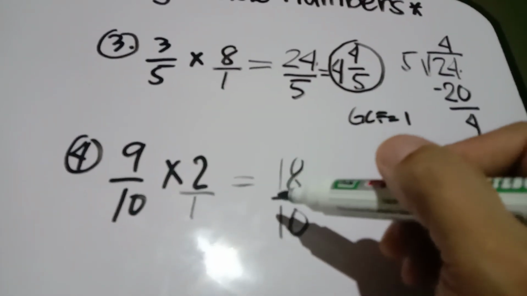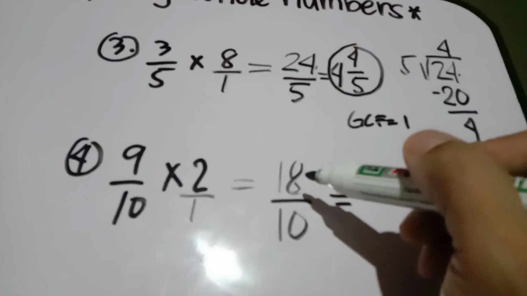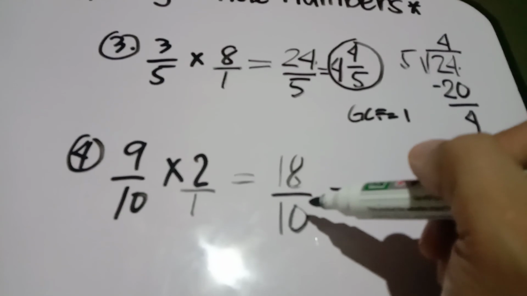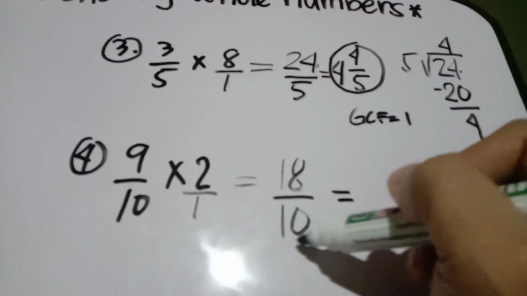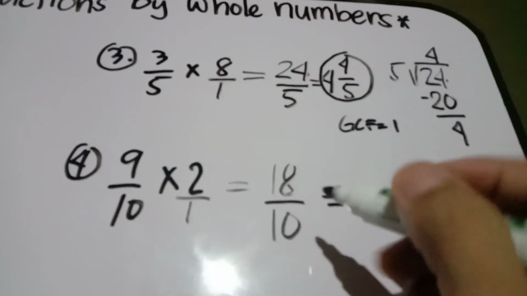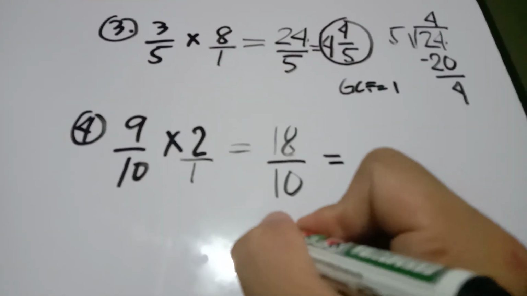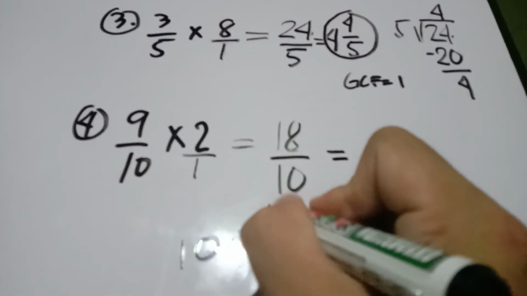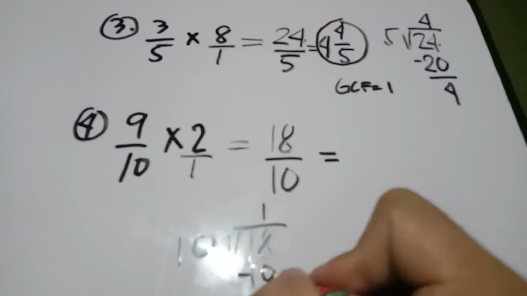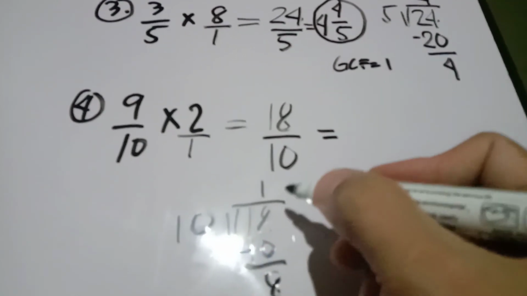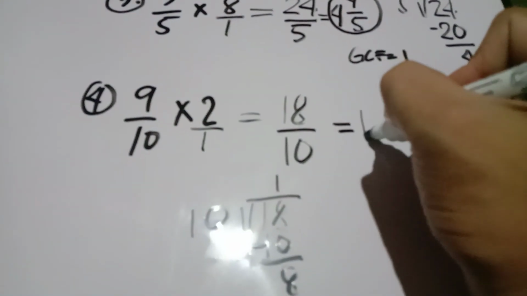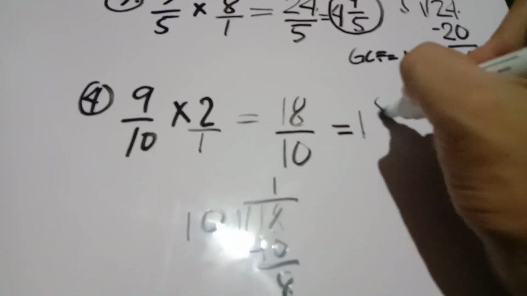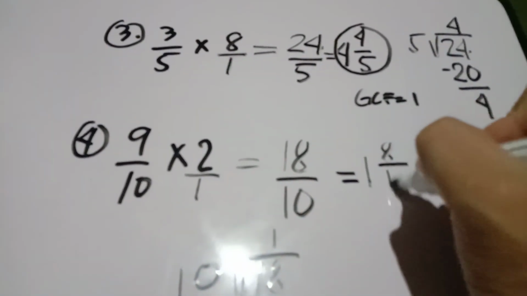So, base doon sa mga nasabi ko na, kapag yung sagot ay improper fraction, malaki yung numerator kaysa denominator, kailangan natin, we need to express this fraction to mixed number by dividing. So, divide natin, 18 divided by 10. So, that is 1. 1 times 10, that is equal to 10. Then, 18 minus 10, that is equal to 8. So, the answer is 1. We have the whole number 1. Then, the remainder is 8. So, that will be our numerator. Then, just copy the denominator.